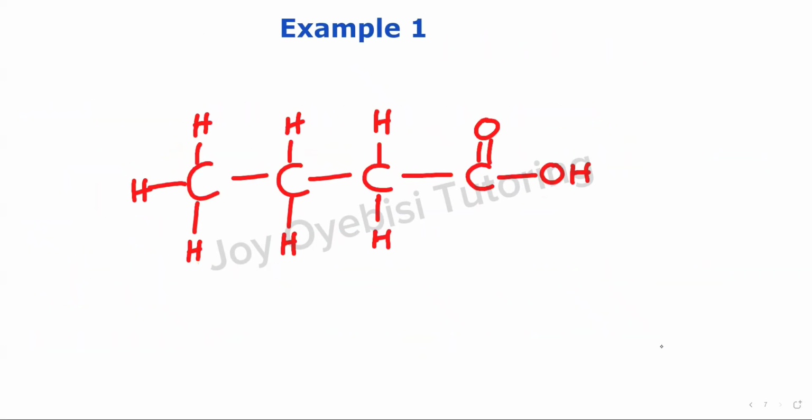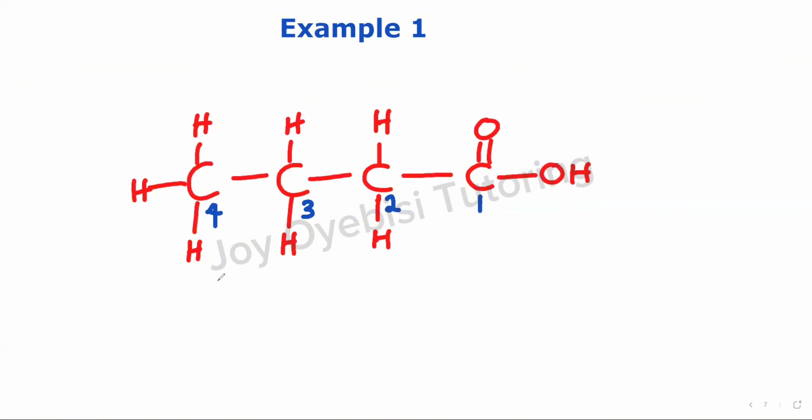Example 1, you're given this compound and you're asked to name it. The first thing is to identify your longest continuous carbon chain and count from the carboxyl group. So this carbon is going to be carbon 1, because carboxylic acids are terminal functional groups. So you have carbon 1, this is 2, 3, and then 4. There is no substituent, so we just go ahead and name.